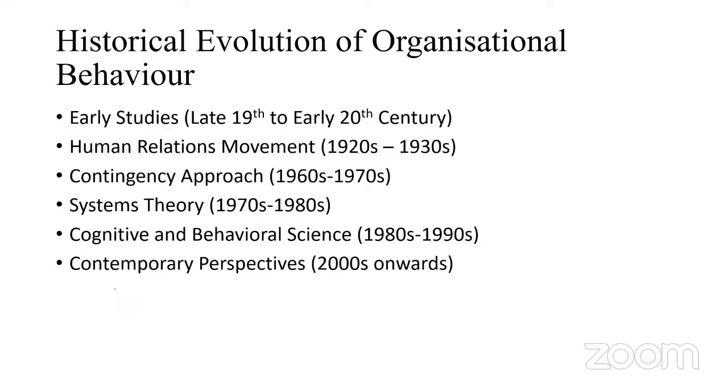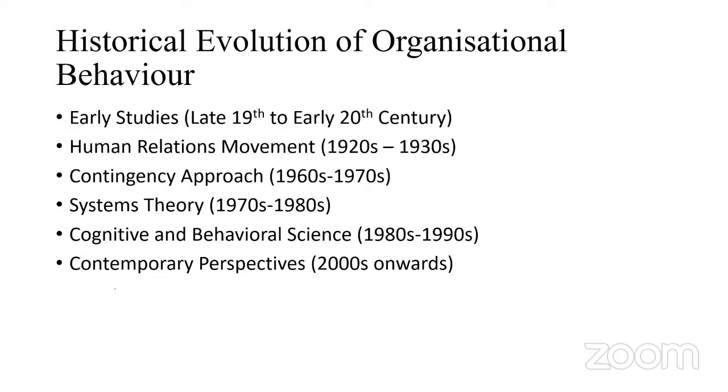Then coming to cognitive and behavioral science, the 80s to 90s. We can call that period a period of cognitive revolution. This cognitive revolution in psychology influenced the field of OB by emphasizing the role of mental processes, like perception and decision making. We will discuss perception maybe next week, when we have a class again. Perception and decision making.